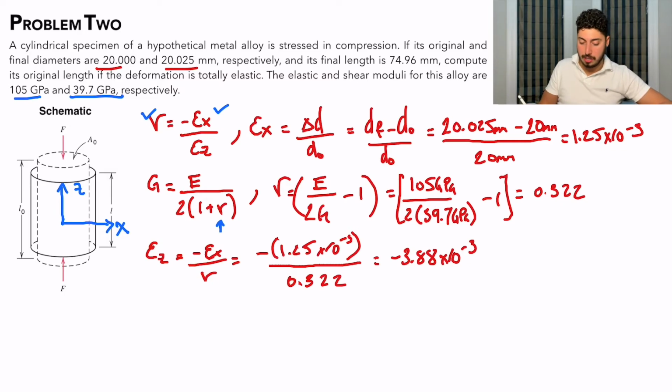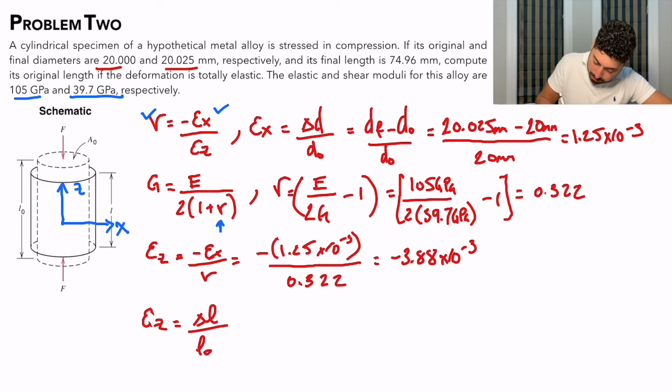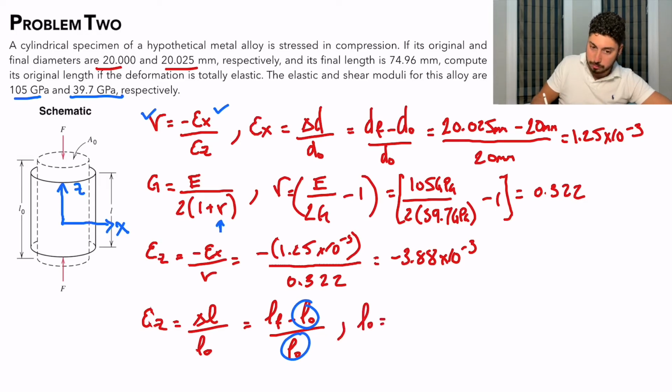Again, unitless. So now we can do similar to what we did in problem 1. Define our strain in the longitudinal direction as our change in length over our initial length. So our strain in the z is equal to our change in length over our initial length, which is equal to our final length minus our initial length over our initial length. So now we need to rearrange for our initial length, and we're going to get our initial length is equal to our final length divided by 1 plus our strain in the z.